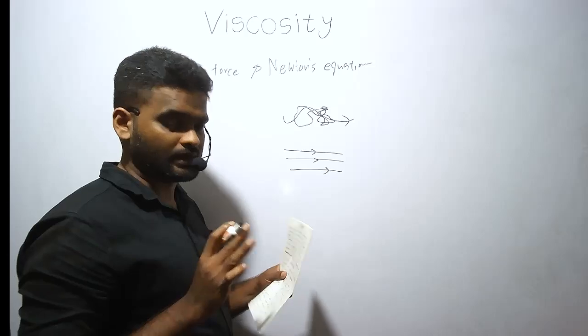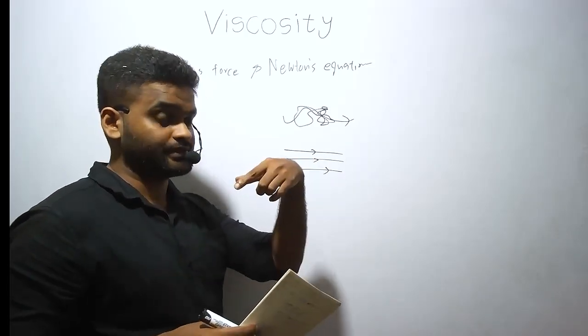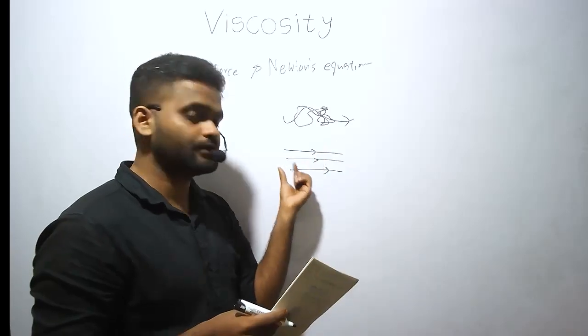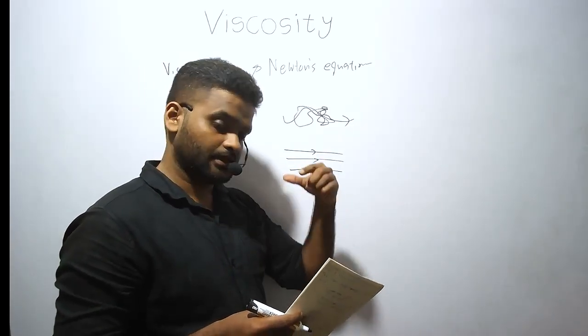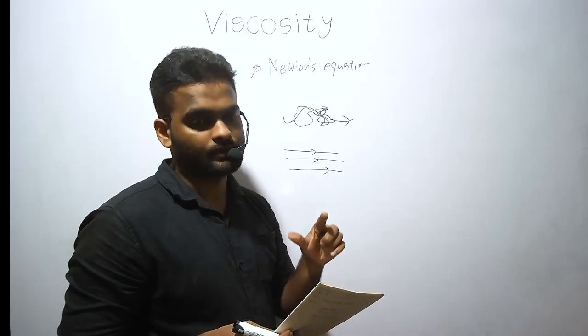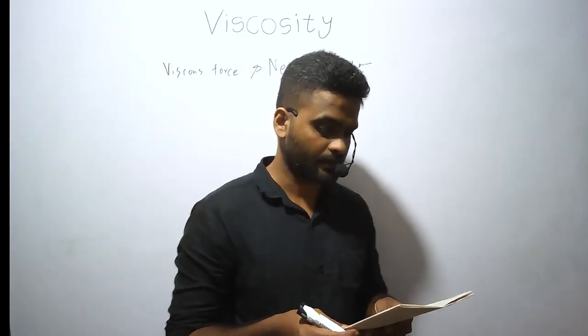Okay, I'm not going to explain that too much. These are called streamline flows. So the Bernoulli equation also can be applied only for flows like this, right? These equations are also only for streamline flows.